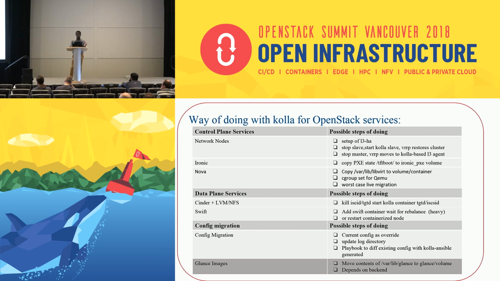And for Nova, we know that Nova stores VM data and volumes, libvirt and so on, and we have to set the parameter for the cgroup for the containerized one in Kolla itself before migration. And in the worst case for VMs, where we do not want to stop the operation, we have to do live migration.